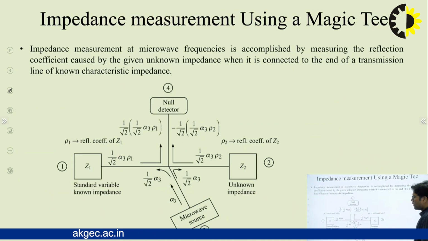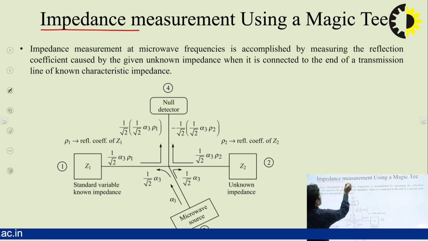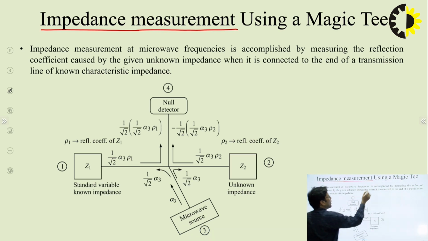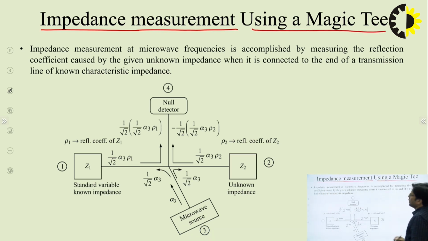Now the second parameter, that is impedance measurement using a magic tee, right? The device of magic tee, I think that is clear to all of you in the second unit. That is a combination of E and H plane tee. Also we can say this is a hybrid tee, right?